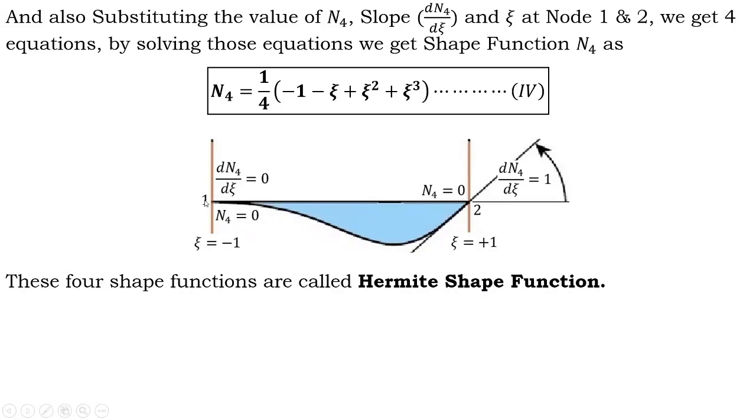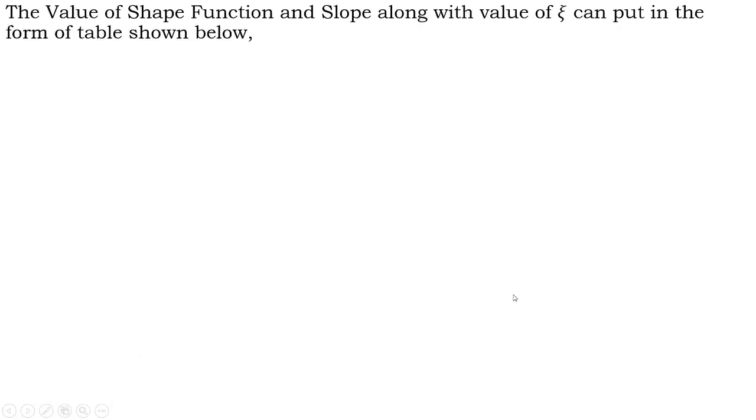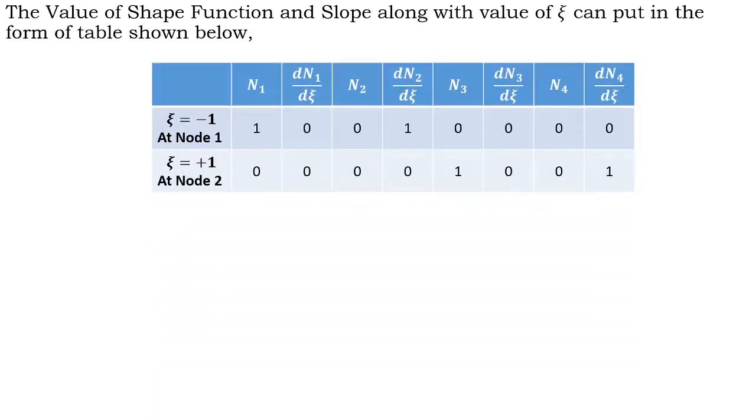Whatever 4 shape functions we derived, n1, n2, n3, n4, we call these the Hermite shape functions. The boundary conditions we used to derive the shape functions can be represented in the form of a table, which I mention here. So this is n1, this is dn1 divided by d zeta, this is n2. Similarly, differentiating n2 I get this, differentiating n3 I get this, and differentiating n4 I get this. So these are the two things related to node number 1.